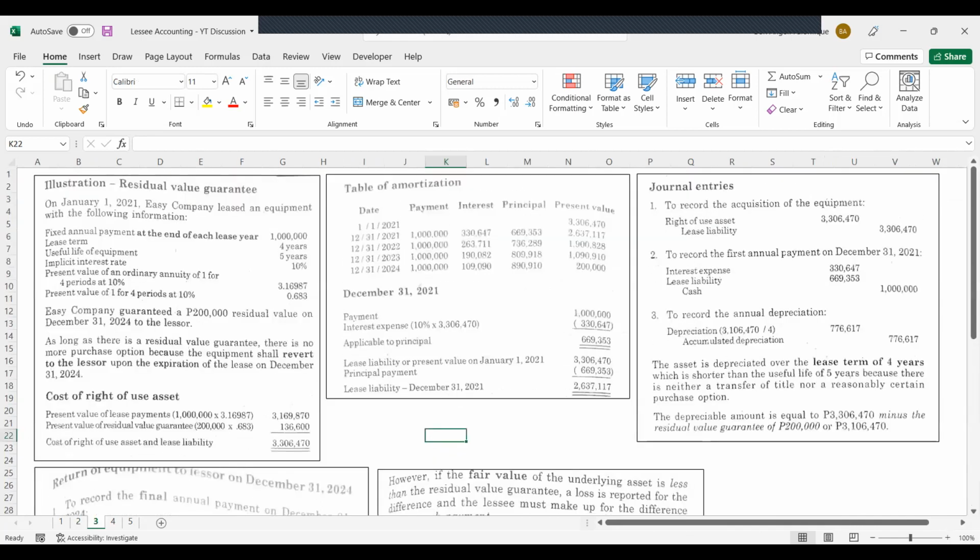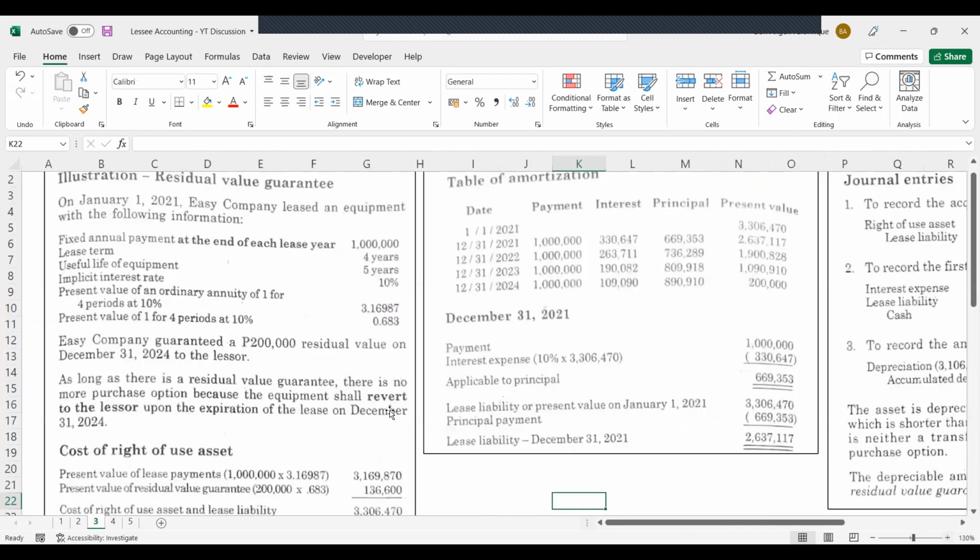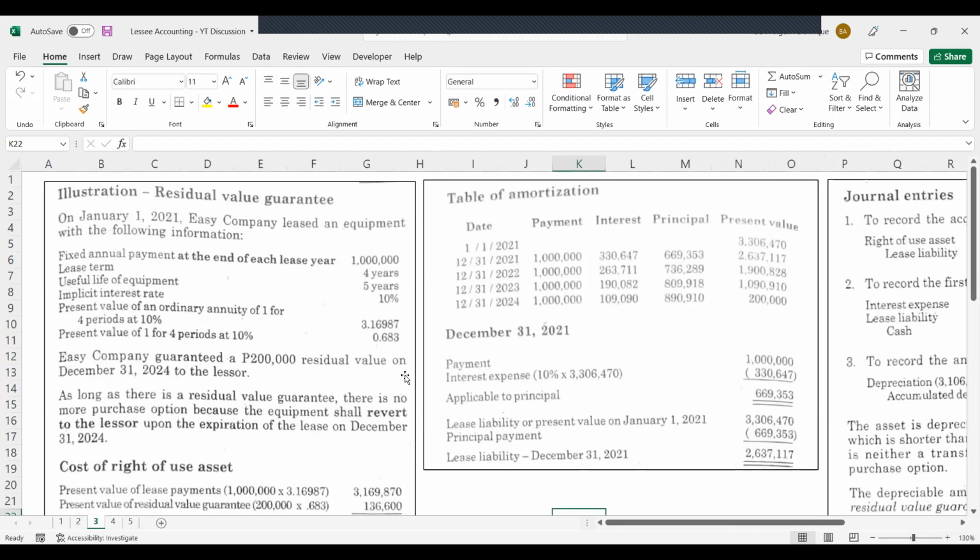So last example tayo. So what if naman may residual value guarantee? So ano itong tinatawag na residual value guarantee? So tingnan natin yung sample natin. On January 1, 2021, EC company leased an equipment with the following information.